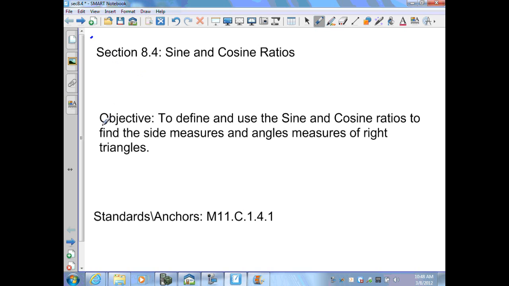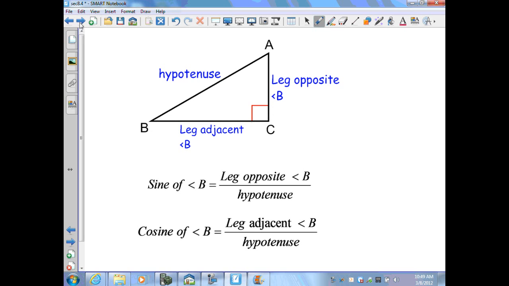Section 8.4, to define and use the sine and cosine ratios to find the side measures and angle measures of right triangles. Here we're given a diagram of a right triangle, triangle ABC, where C is the right angle, and we've identified parts of the triangle compared to a specific angle. Of course, just like the tangent ratio, we have to select an acute angle. Here we have selected angle B.